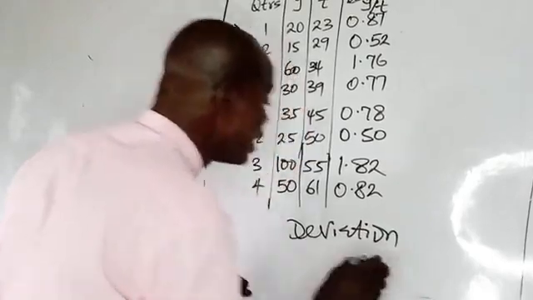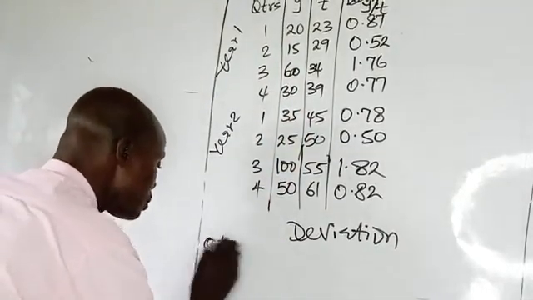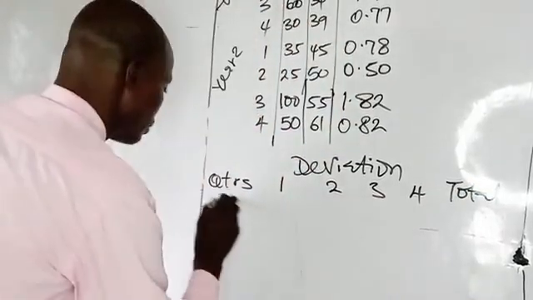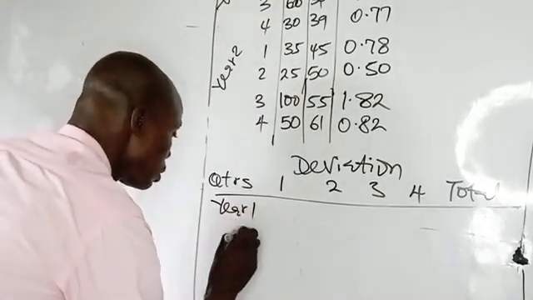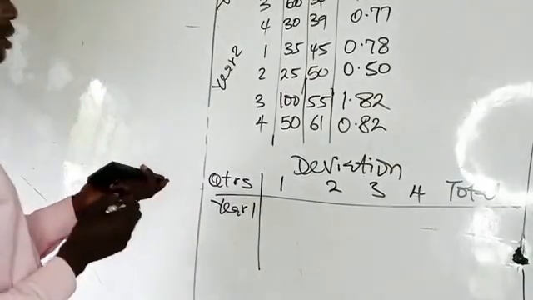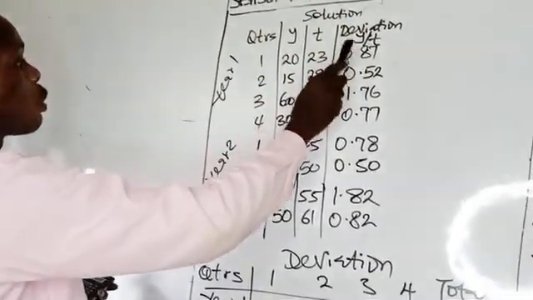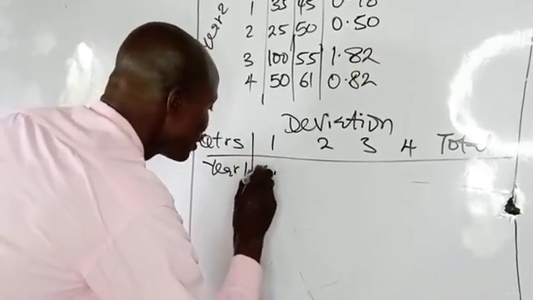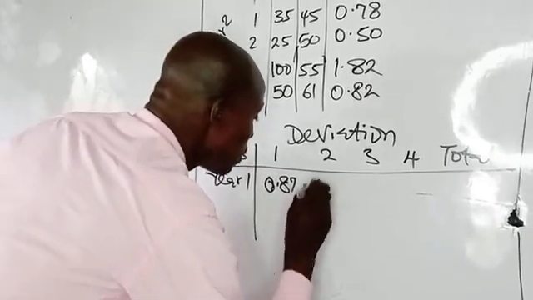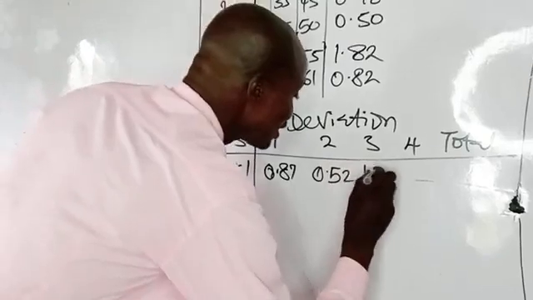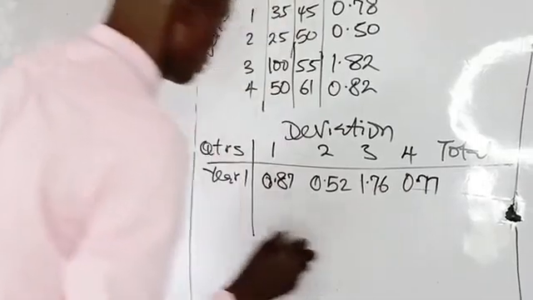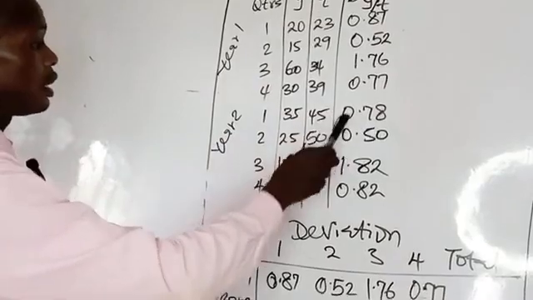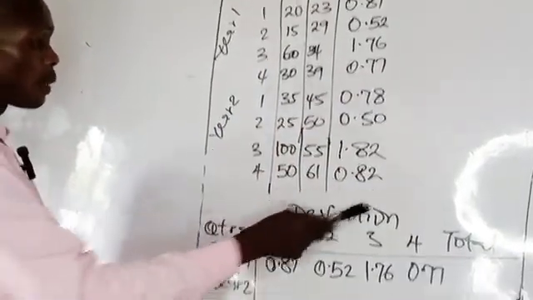You estimate the quarterly deviation. You have quarters, 1, 2, 3, 4. Let me include total. Then we have year 1. Year 1, we have 0.87, 0.52, 1.76, 0.77. In year 2, we have 0.78, 0.50, 1.82, 0.82.